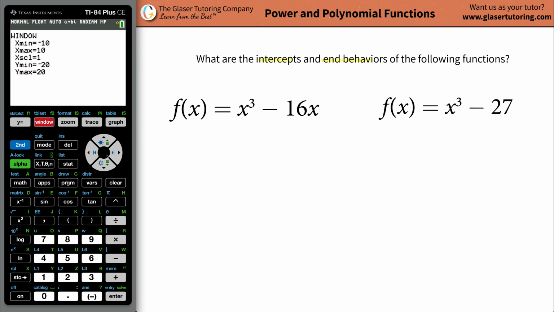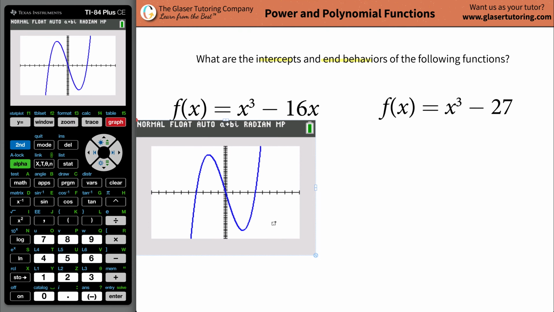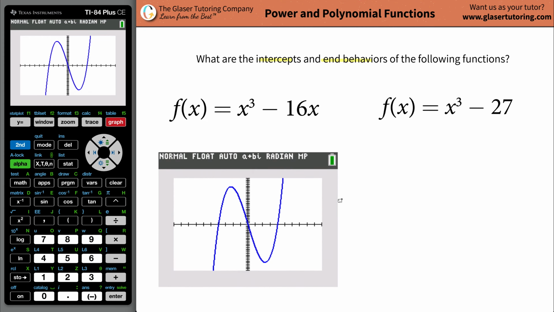That's looking a little better, so now just make a little adjustment. Maybe go to negative 30 this time, and then go to 30 for the y min and y max. So there's our graph. Now let's take a look at it. So there's the output, and let's see if we can determine what the end behavior is like.